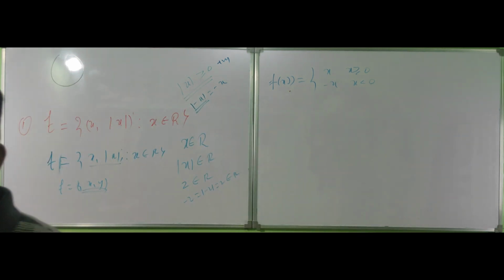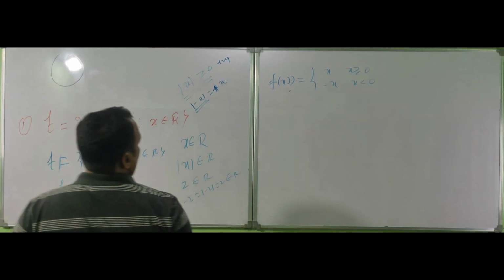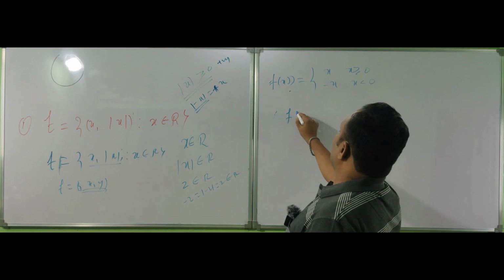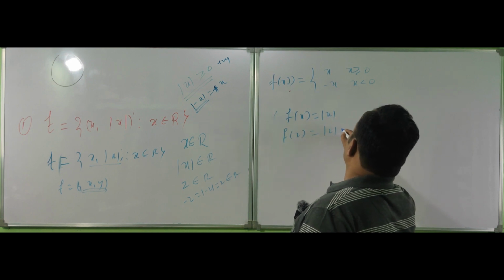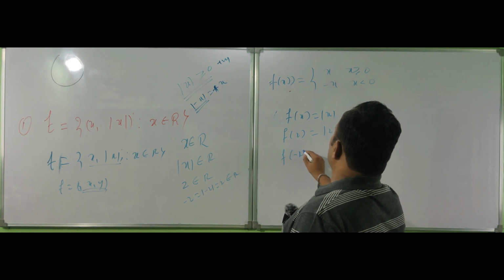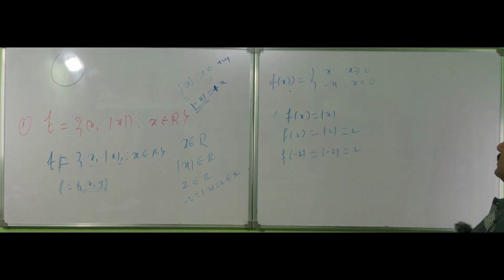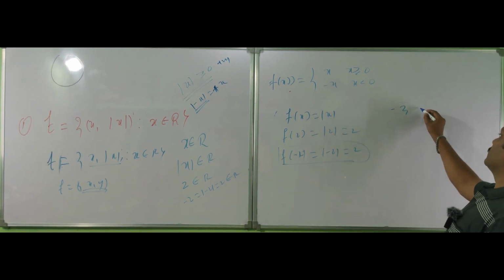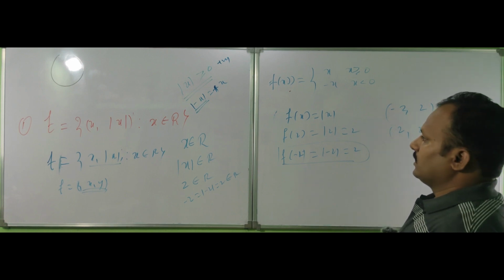Let's see once again. This is completely positive value only. So here we can write f of x is equal to mod x. f of 2 is equal to mod of 2 is equal to 2, and f of minus 2, again mod of minus 2 is equal to 2. Mod meaning, minus 2 gives 2 and 2 gives 2. That's why it's a function.